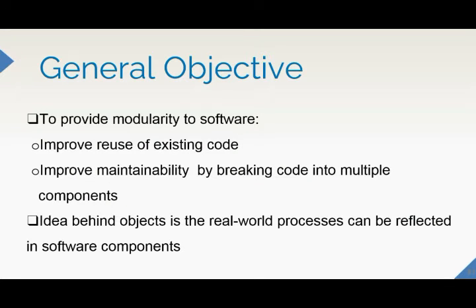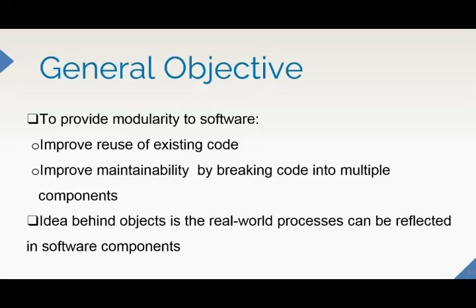General objective. The general purpose of object-oriented design is to provide modularity to software by breaking large software systems into smaller pieces. This approach to software engineering improves code maintainability by separating code into multiple components. Also, these components may be reused in existing code or in other software applications.